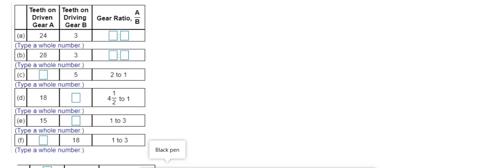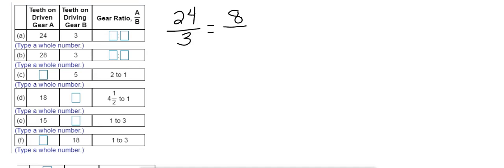To find the gear ratio, we are going to divide A divided by B and then reduce to lowest terms. So 24 to 3. When we divide 24 over 3, we do get 8, but we need to write this as a ratio, so we're going to write it as 8 over 1. Or in the format that they have it, it's 8 to 1. So 8 and 1 would be what you would put in your answer blank.